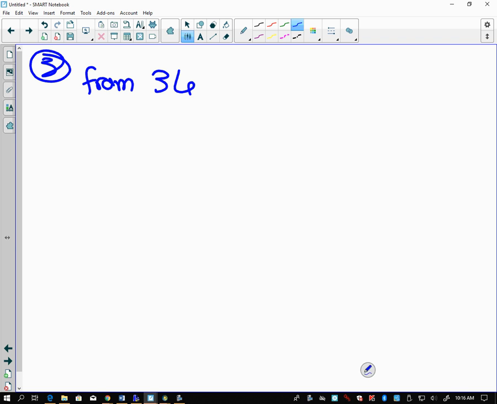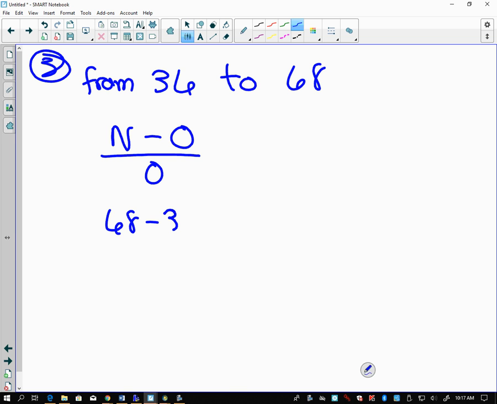All right, so we want to look at the percent if we're going from 36 to what? 68. Okay? We're going from 36 to 68. We want to know what is the percent increase or decrease. So let me remember what my formula is for this. It's new minus old over the old, or original. New minus original over original. So what is new here? 68 minus 36 over 36.